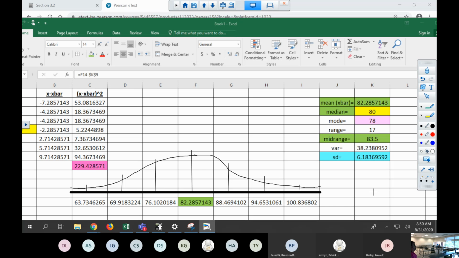Now, by the empirical rule, 34%, by the empirical rule, 34%, I'm going to use this very bright green, 34% falls, 68% falls within two what?